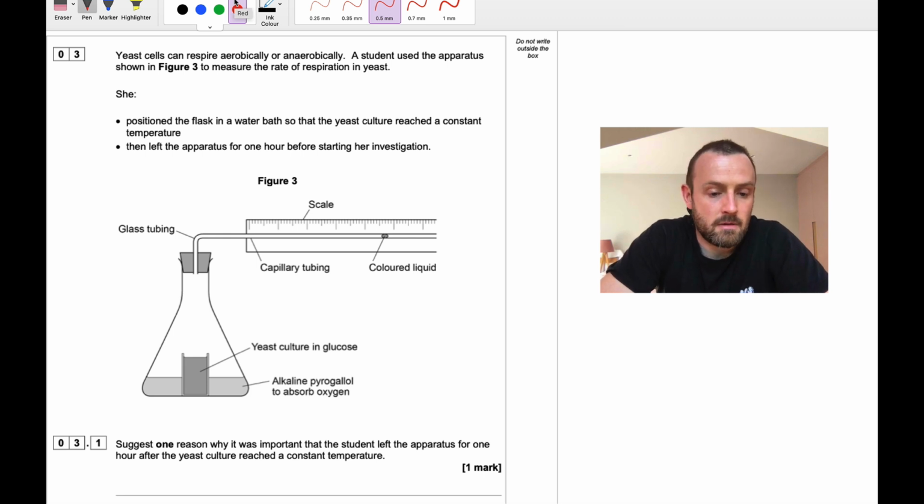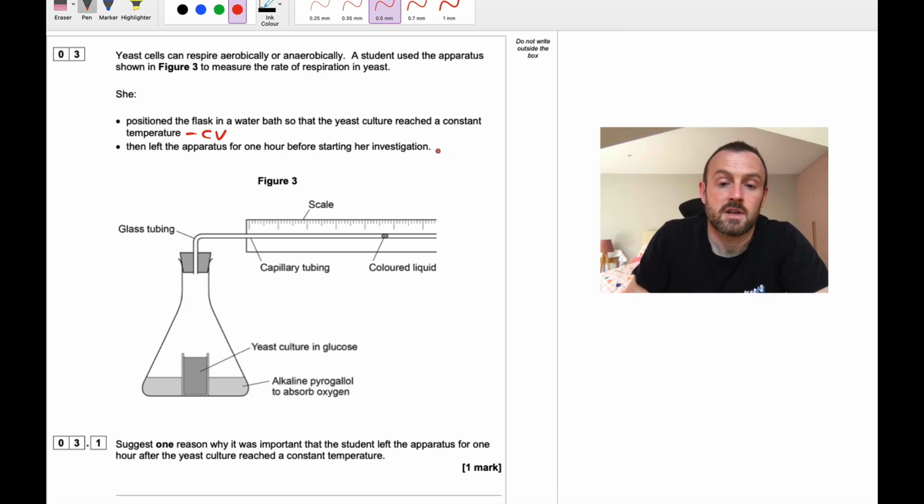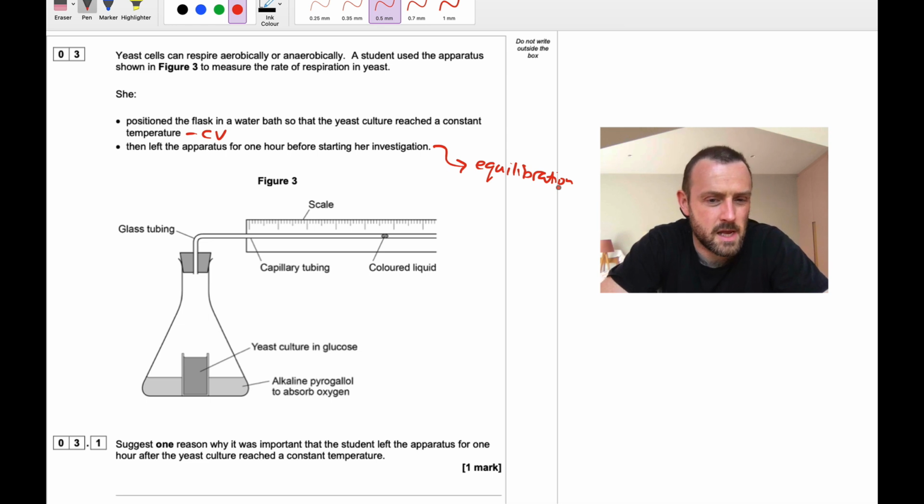Okay, so this is about respiration. Yeast cells can respire aerobically or anaerobically. A student used the apparatus shown in figure 3 to measure the rate of respiration in yeast. She positioned the flask in a water bath so that the yeast culture reached a constant temperature. Okay, so temperature is a control variable. Then she left the apparatus for 1 hour before starting her investigation. So this is like equilibration time, to make sure that everything has reached the temperature of the water bath.